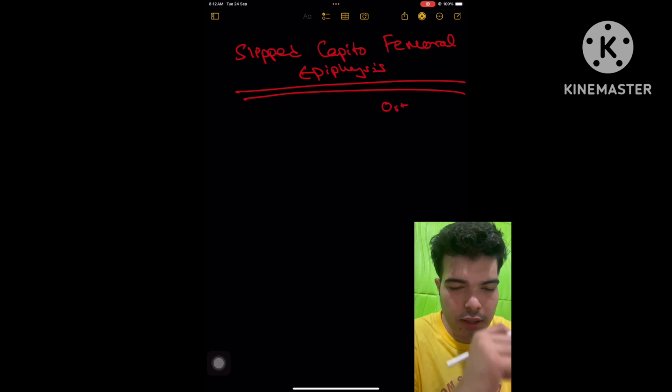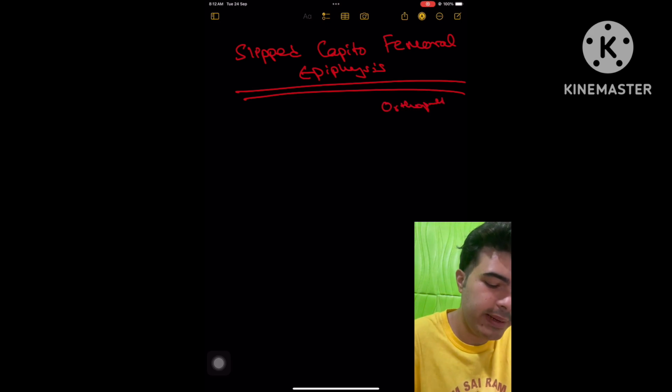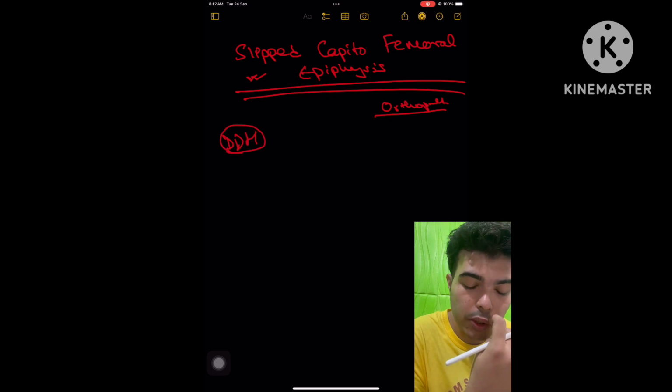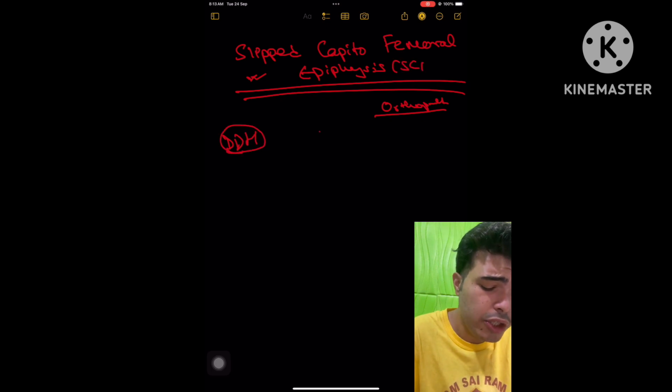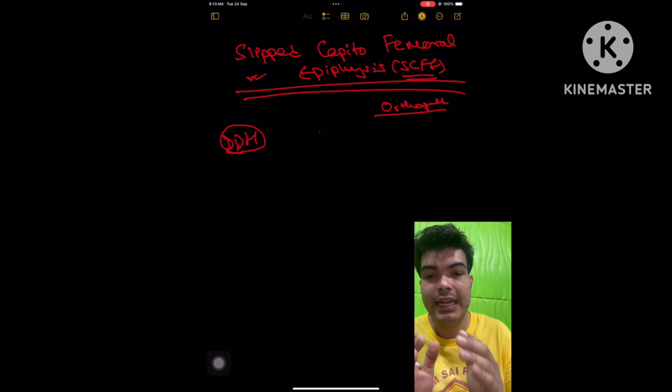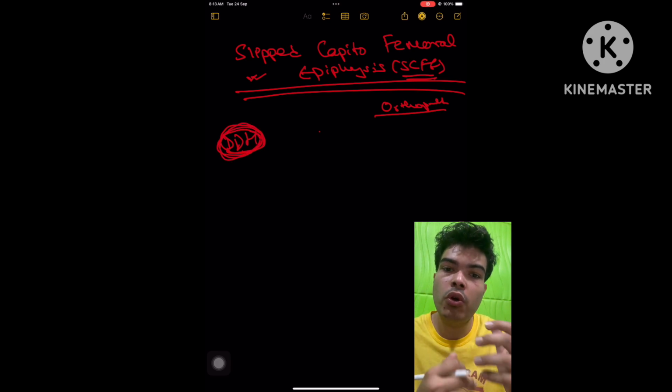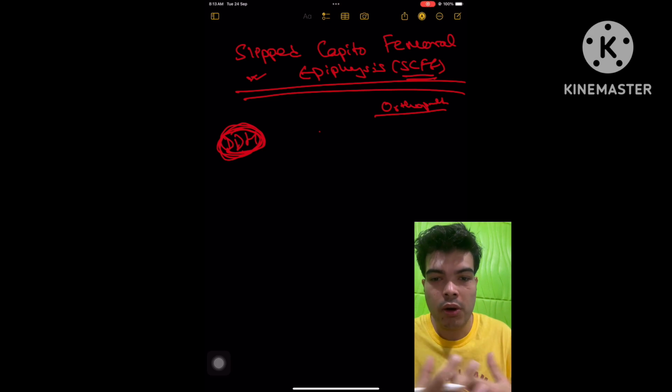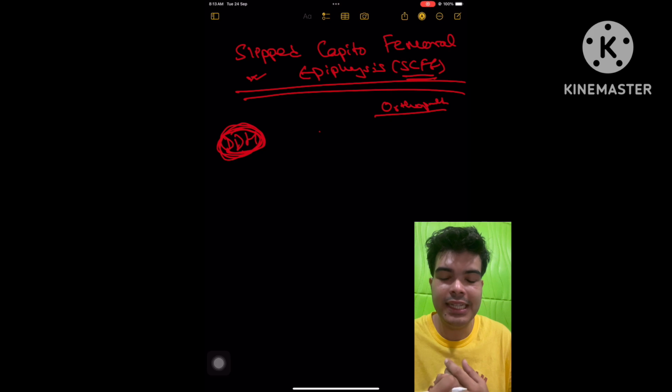We have two important components under pediatric orthopedics. One is developmental dysplasia of the hip, the other one being SCFE. DDH is more common in Caucasians, or fair people. We know the mnemonic for DDH, that is F's.